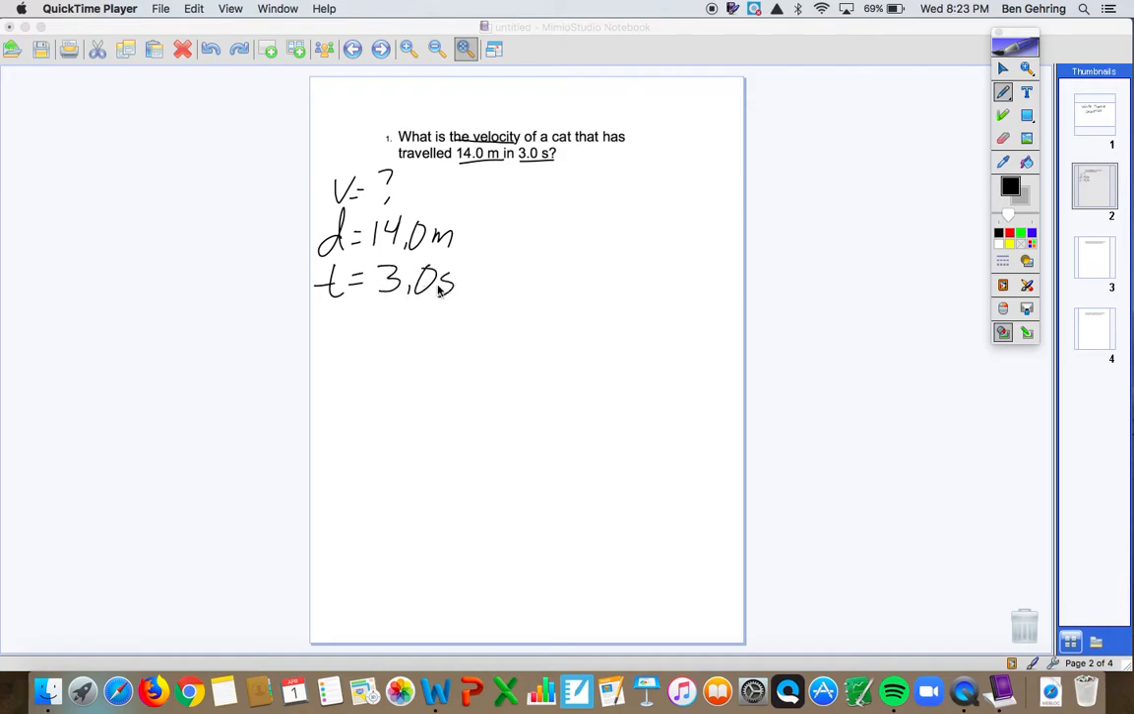Okay, so now I can look and I can say, I'm solving for velocity. And I know that velocity is equal to distance divided by time. And I know both of those. So this is going to be equal to 14.0 meters divided by 3.0 seconds. And if I take 14.0 divided by 3, I get an answer of 4.666 repeating.